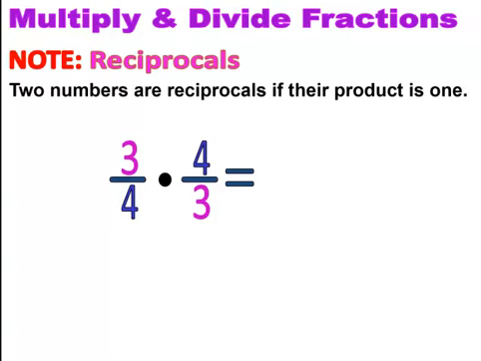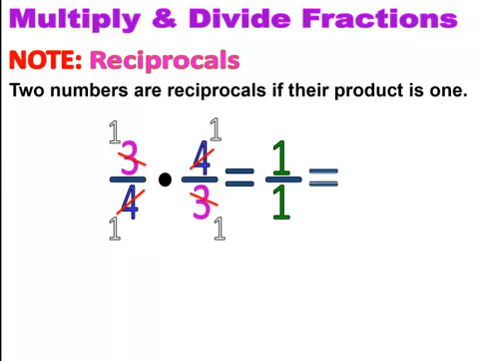So if you notice here, I have 3 over 4 times 4 over 3. When I multiply these two fractions together, you notice that when I simplify, I'm going to end up having 1 over 1, which equals 1. So what that means is 3 over 4 and 4 over 3 are reciprocals of each other.